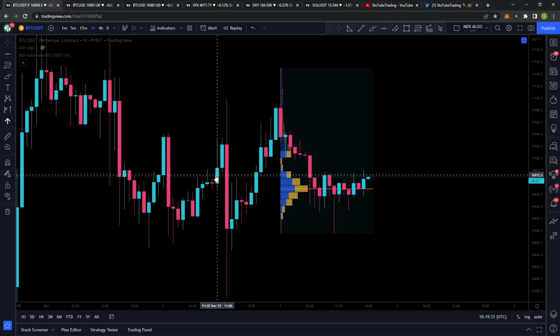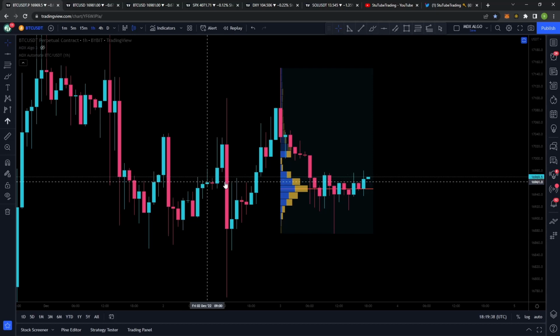Do you mean like what altcoins do I think are going to be the movers, or like a situation that is going to move the altcoin market?